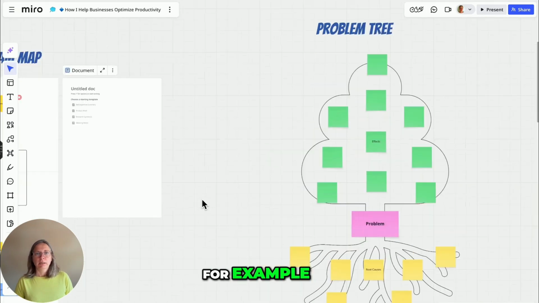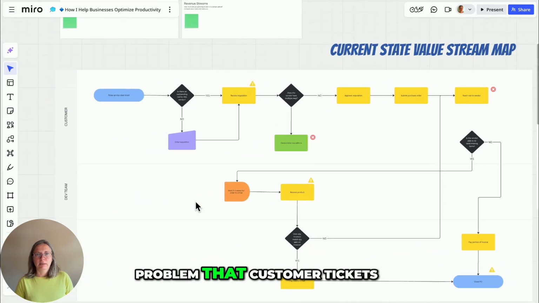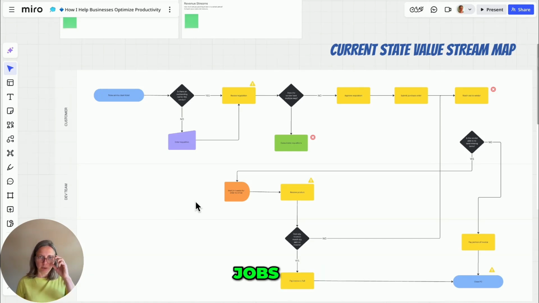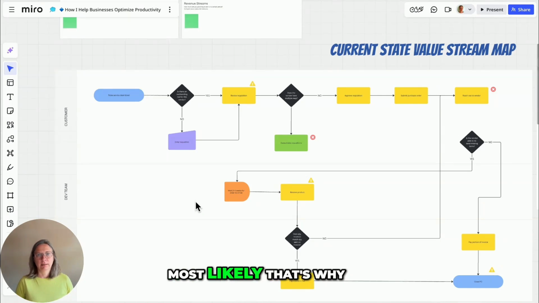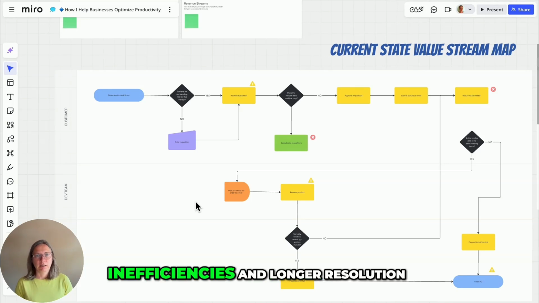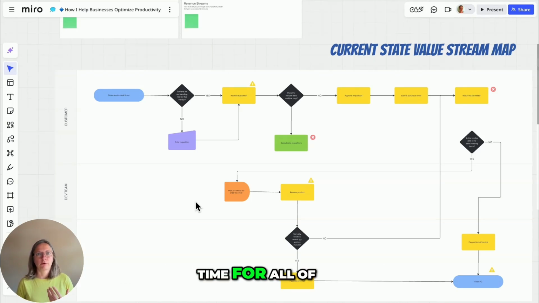So for example, in the bottlenecks, we would be having the problem that customer ticket resolution takes too much time, because the same development team is handling these tickets whilst also doing product development roadmap implementation. So we've got the same group of people handling different types of jobs and most likely struggling for capacity. That's why there is a bottleneck that results in inefficiencies and longer resolution time for all of the tickets raised via the service desk.